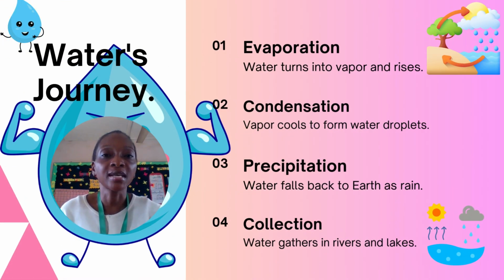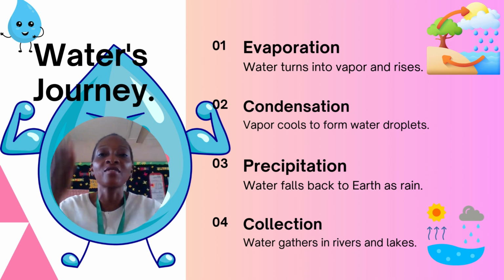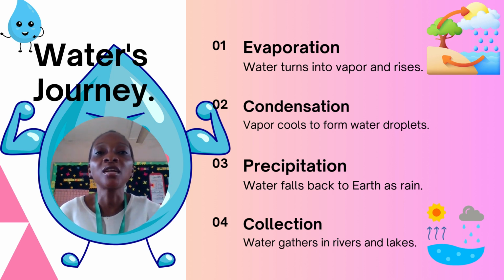Let's go through the water cycle processes again. We started with evaporation. We said in evaporation, water turns into vapor and rises upward like this. It goes upward. In condensation, the water that has risen up during evaporation cools down and forms water droplets.